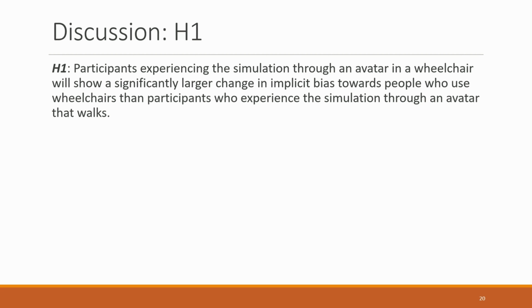The results from our study show that when a participant is in a wheelchair and interacts with an instructor with a disability, they show lower implicit bias. In other words, they show a stronger preference towards people who use wheelchairs than the participants in all the other conditions. From this result, we can accept our hypothesis 1.